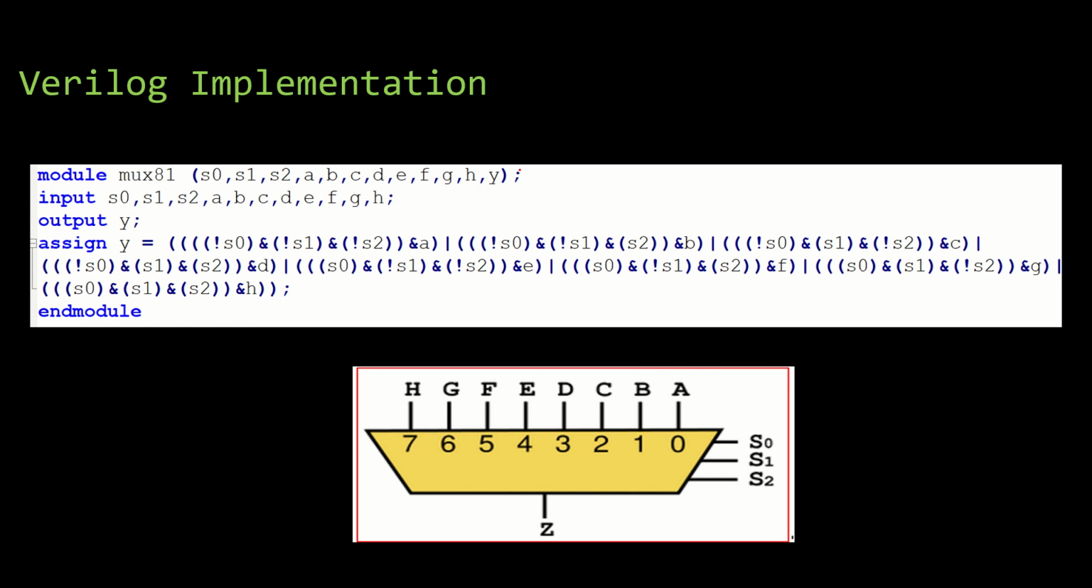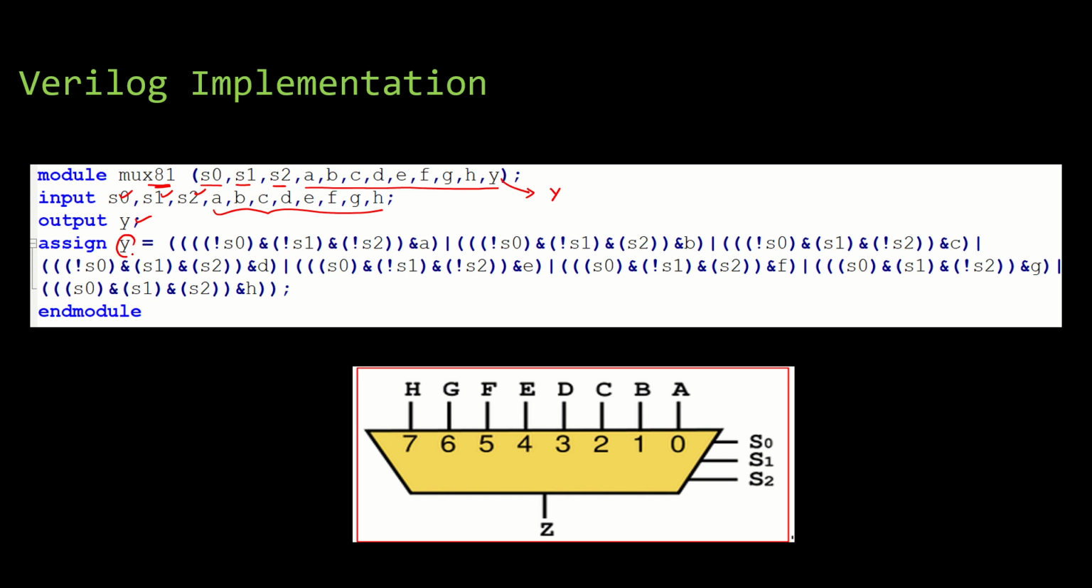First would be the module where we are implementing this, and then we'll write the test bench. Now we have designed a module named mux 8x1. I have got 3 select lines S0, S1 and S2. I have got 8 inputs A, B, C, D till H, and I have got one output which is called Y. Now what are all the inputs here? S0, S1, S2 along with A to H are the inputs and Y is the output.